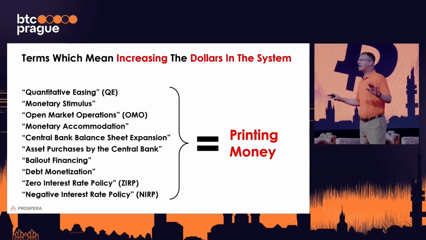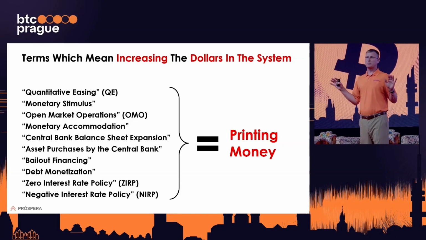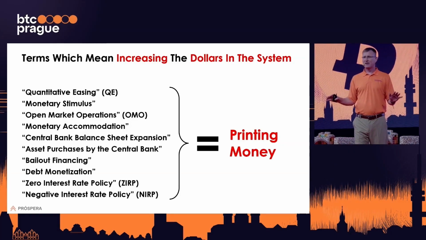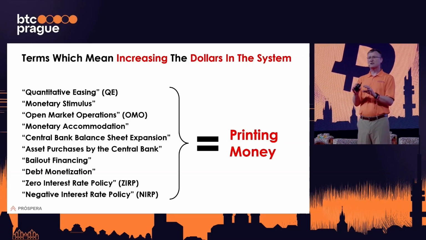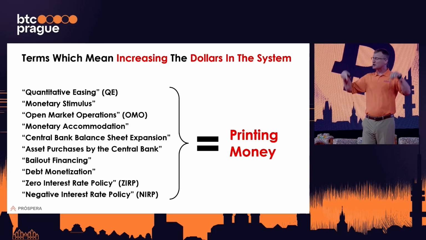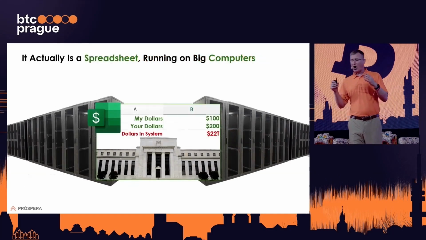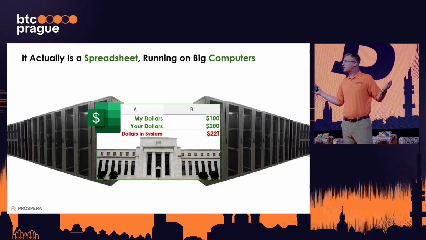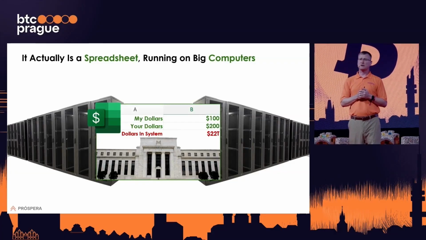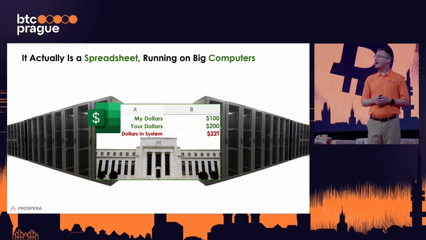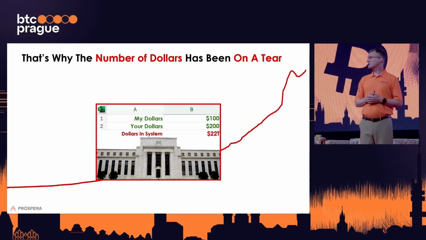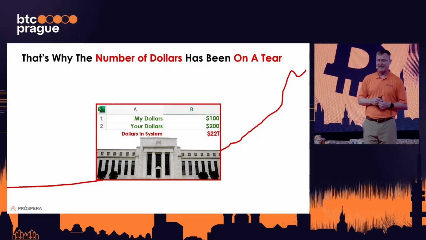They have a bunch of fancy words that mean they're going to print money out of thin air. But all of these fancy words mean at the end of the day, the total dollars in the system go up, your purchasing power goes down. And all of that is basically one big spreadsheet that they're changing the numbers on, technically called a database, but it's a big spreadsheet running on big computers. That is why the number of dollars in the system is on a tear.